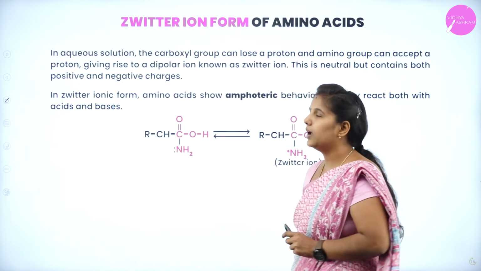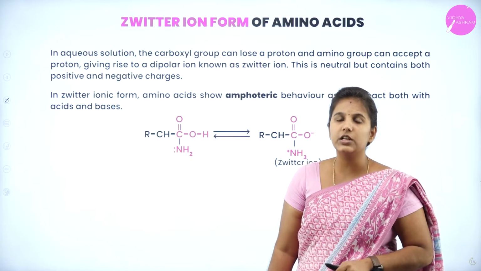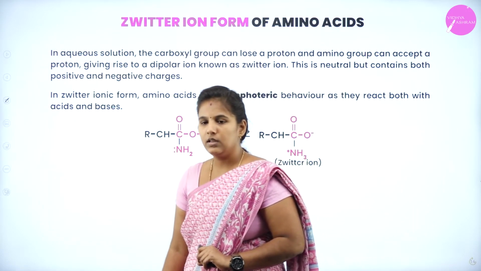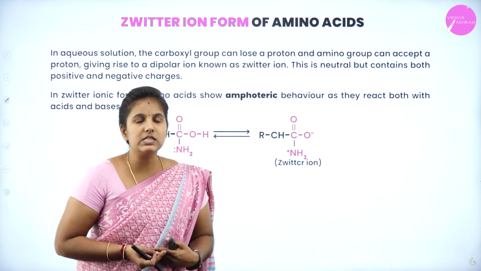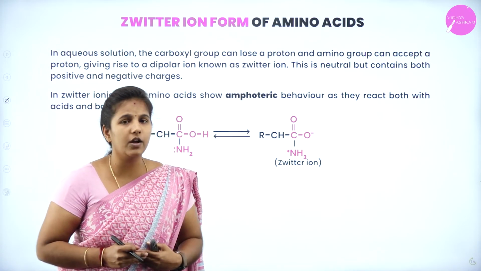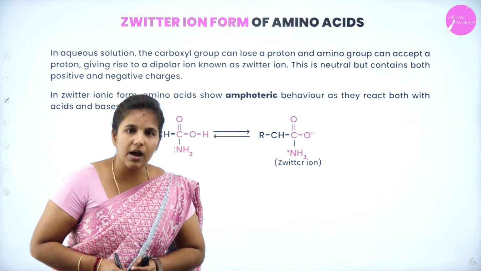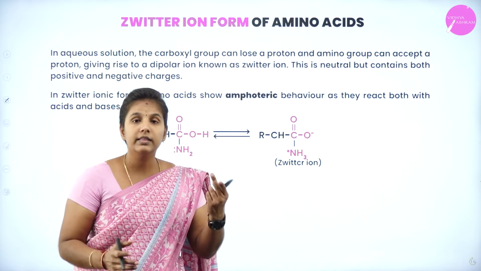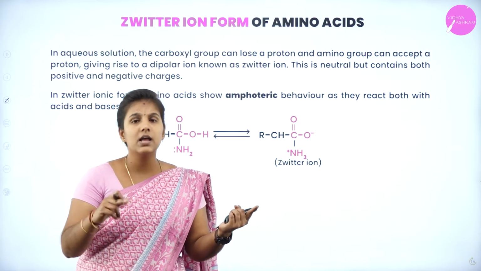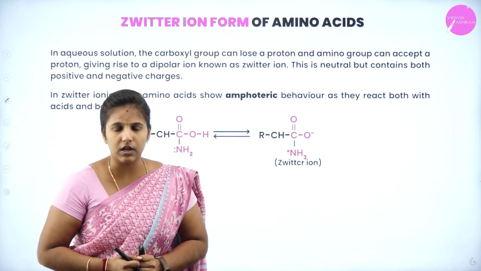Next, we'll go for the zwitter ion formation in amino acids. So, what is this new concept? A zwitter ion is a dipolar ion which is found in amino acids. Dipolar ion means there will be one positive charge and one negative charge.